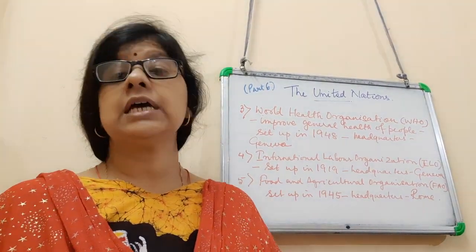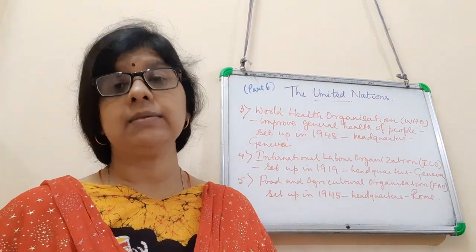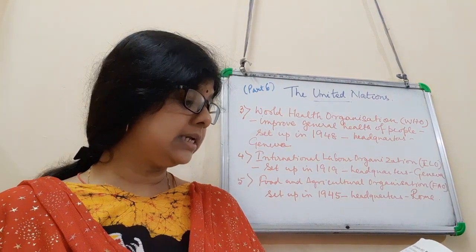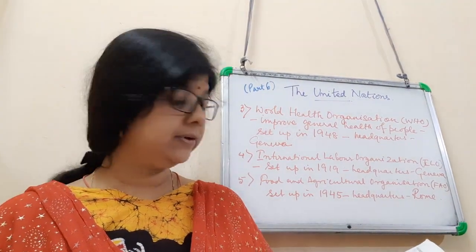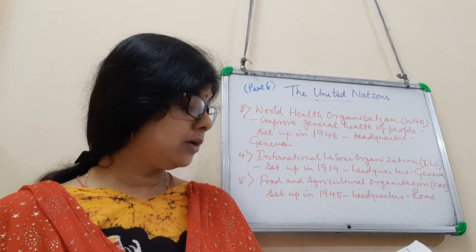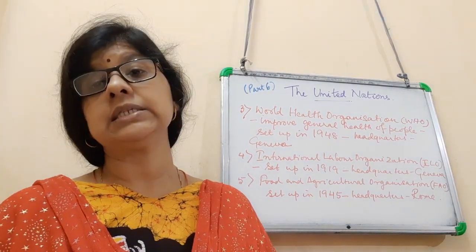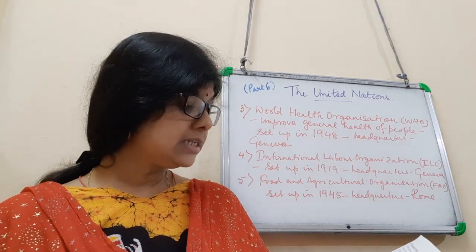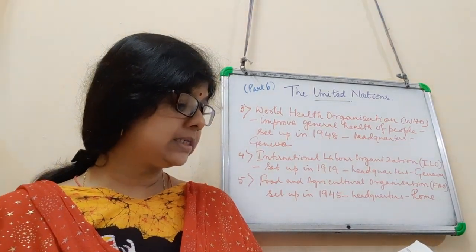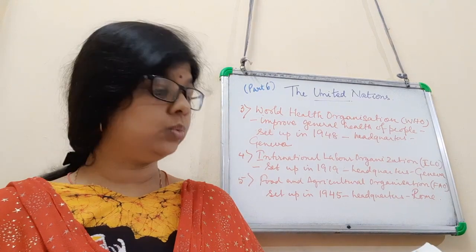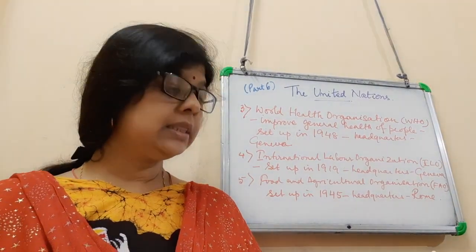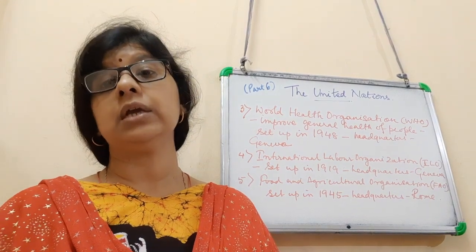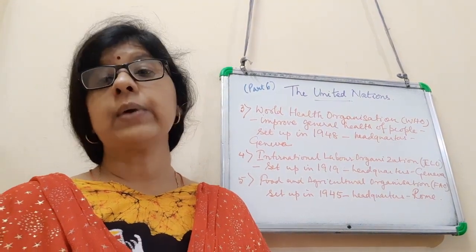The next is the International Labour Organization. As the name itself suggests, International Labour Organization was set up in 1919 with its headquarters again in Geneva. It seeks to improve the living and working conditions of the workers. Its main focus is on workers. It emphasizes social justice and promotes peace and prosperity in the world. Social justice is equality in that way.